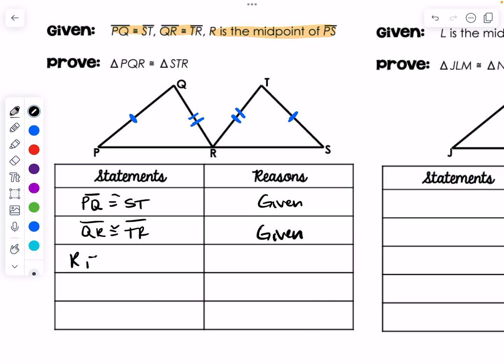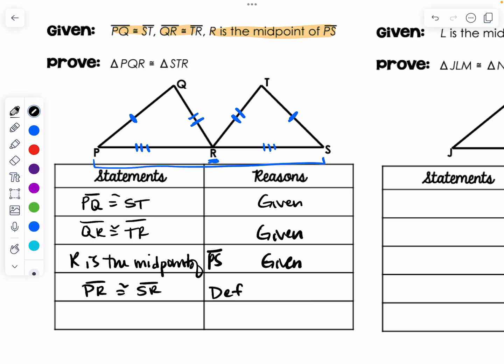And then R is the midpoint of PS. And that's also given. Midpoint means the middle. So we're saying that this point is the middle of the longer segment. If it's the middle, that means that PR and SR are going to be the same thing. So I get to say that next: PR is congruent to SR, and that's because of the definition of midpoint. I knew what the word midpoint meant, so I was able to say that.